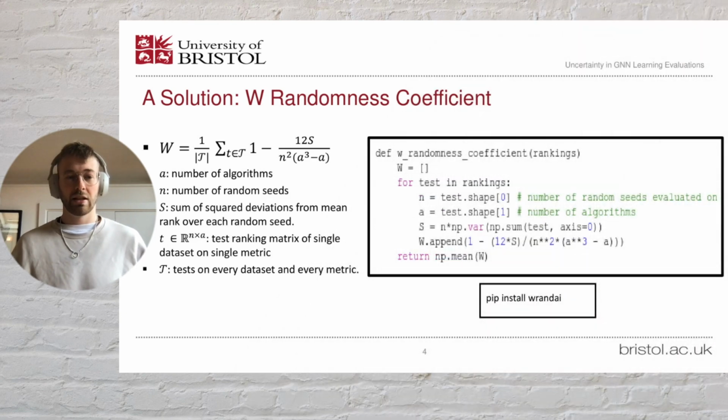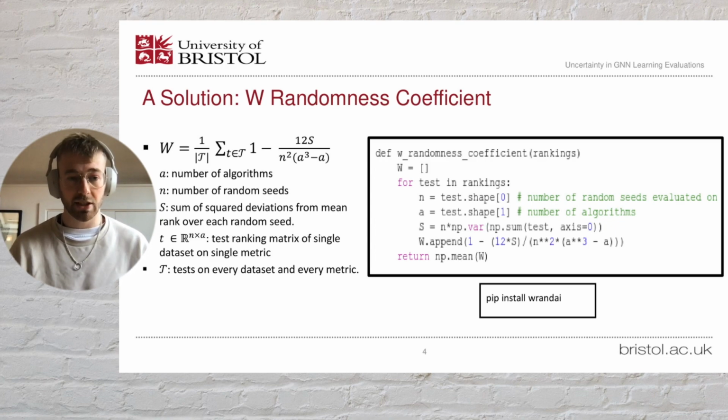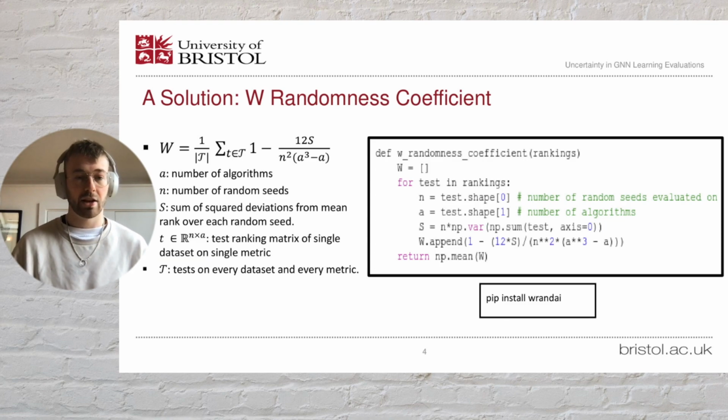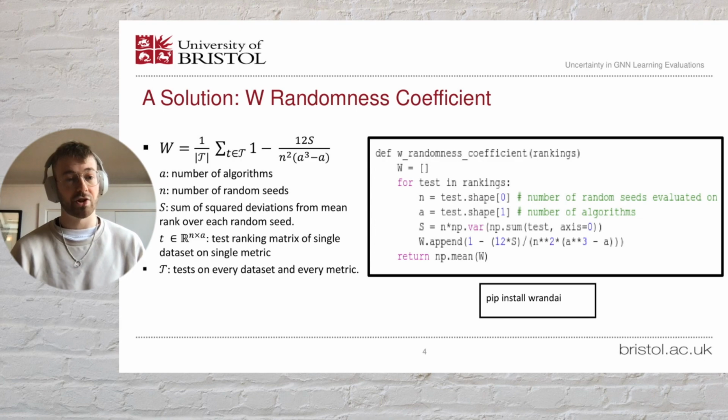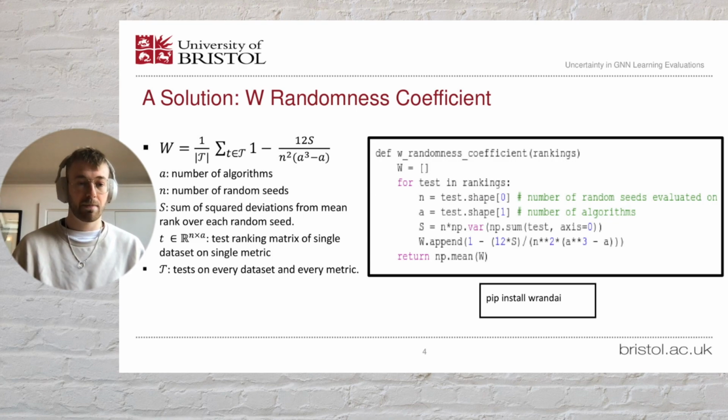So, now that you know the problem, what is the solution? Well, we're simply going to quantify how much randomness affects the different rankings of your algorithms. So, we're going to be adapting Kendall's W coefficient of concordance to measure the presence of randomness in our benchmarking procedure. In our benchmarking, you're going to be running your algorithms on different metrics and different data sets. Then you're going to be calculating this value and taking the average over all of those different data sets and metrics to see how your benchmarking procedure has been affected by randomness.